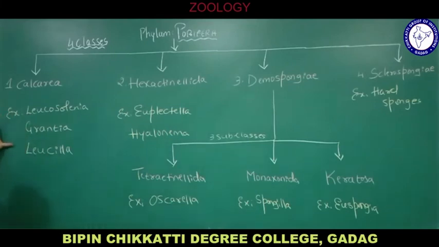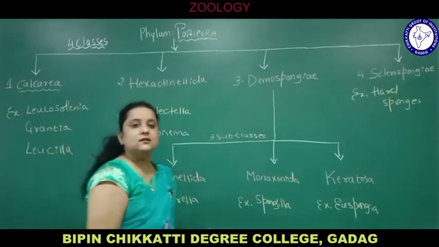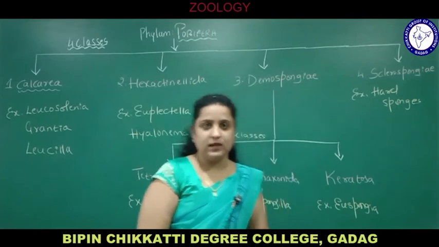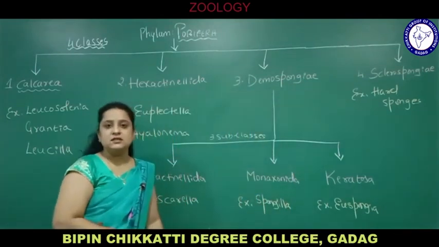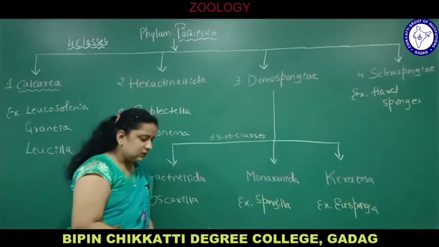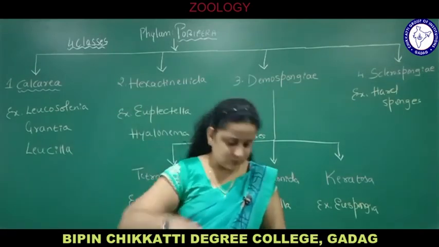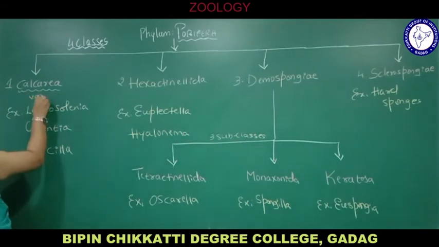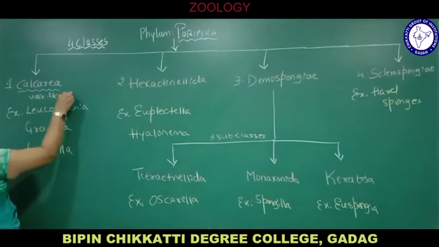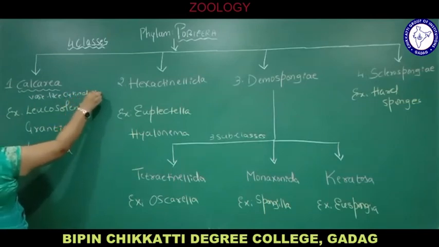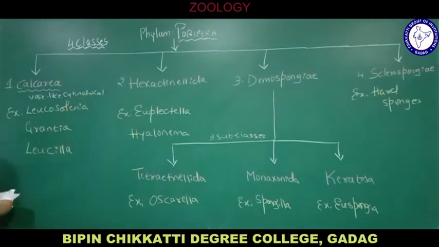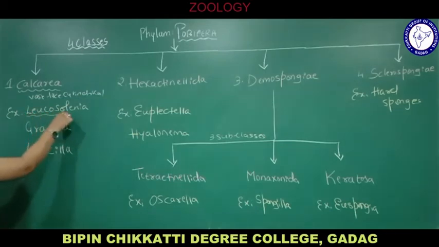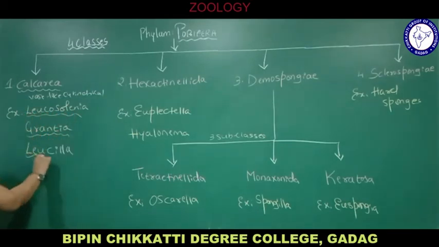Now if you come to the characters of class Calcarea, as the name indicates, they are calcareous sponges. The skeleton is made up of calcium carbonate and they are found in shallow marine waters. Shallow waters means the water is not as deep, some on the surface only. Then the body is vase-like, cylindrical. Examples are Leucosolenia, Grantia and Lucilla.